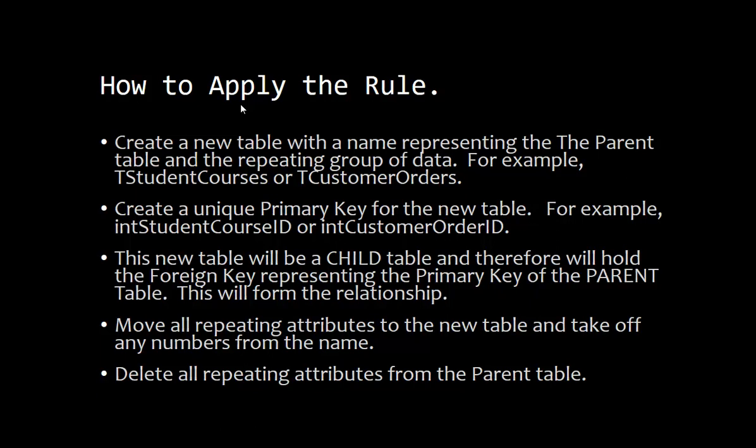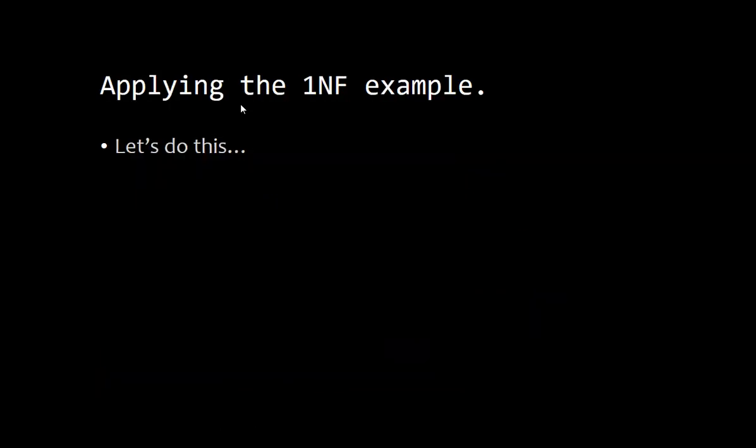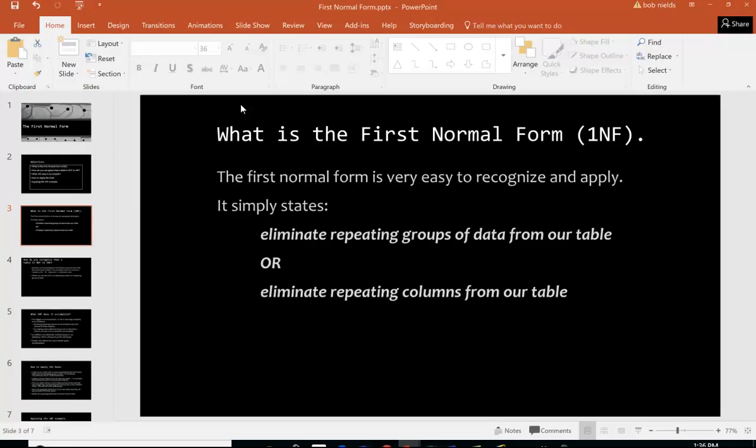All right. We're going to move all repeating attributes to the new table. So the attributes that are repeating, we'll move them over to the new table, and then we'll delete all repeating attributes from the existing parent table. That's the steps. Does that make sense? All right, it's that easy. So let's go ahead and apply this. Let's go do it ourselves so we can have a decent understanding.